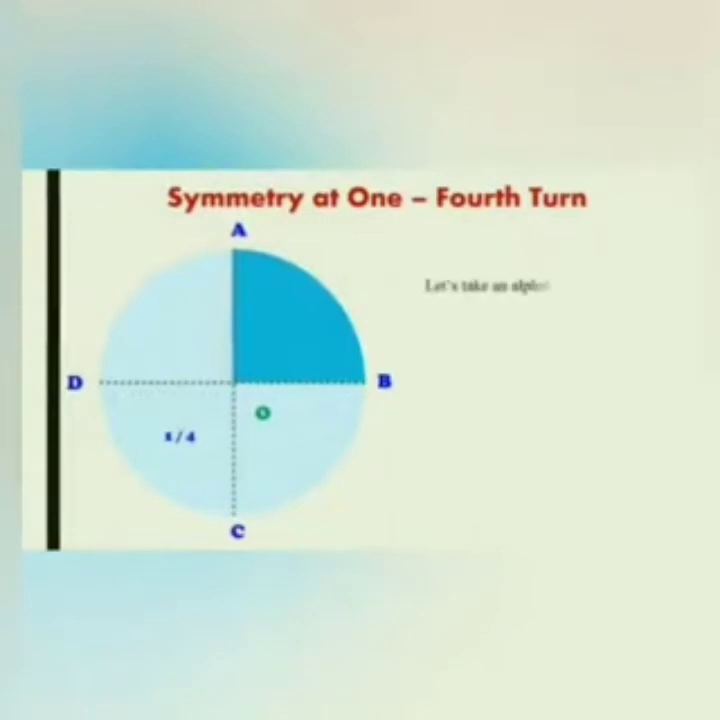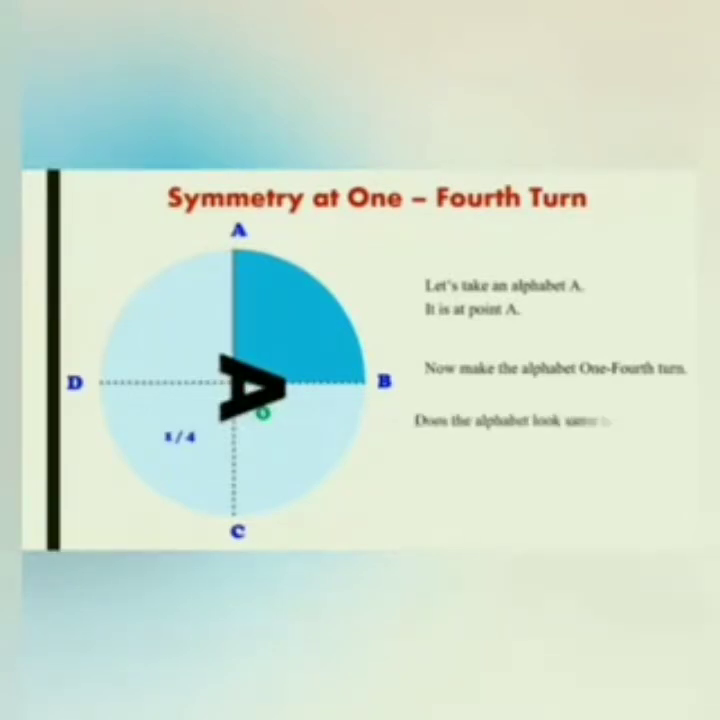Next we can check the alphabet A. Let us take the alphabet A. It is at point A. Now we make this alphabet 1/4 turn. It completes 1/4 turn. Does it look the same or not after 1/4 turn? No, the alphabet doesn't look the same on 1/4 turn.